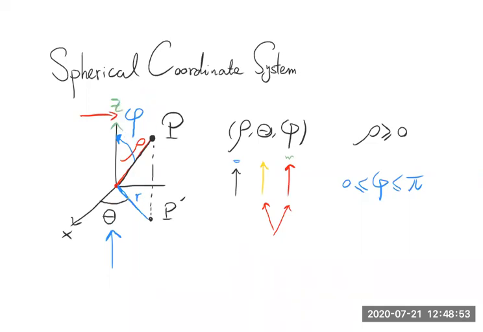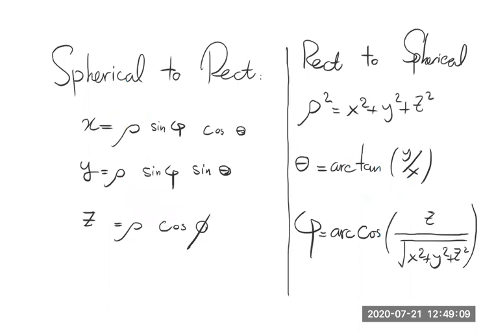In physics, it's completely different. They use phi for this one and theta for this one. So just for you to know, if you're reading a physics book, in order not to get confused, that's a different convention. They're just the other way around. Okay, so we have these formulas to go from spherical coordinates to rectangular coordinates, and from rectangular coordinates to spherical coordinates.